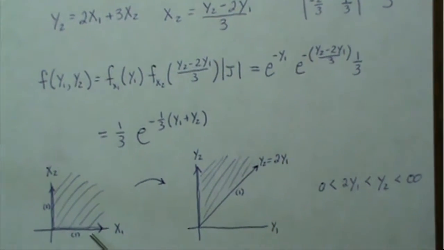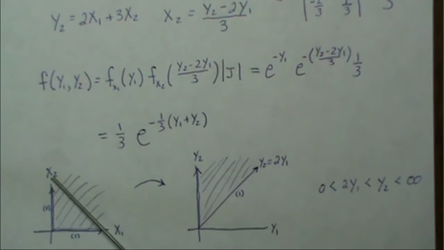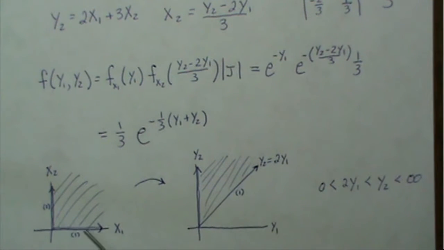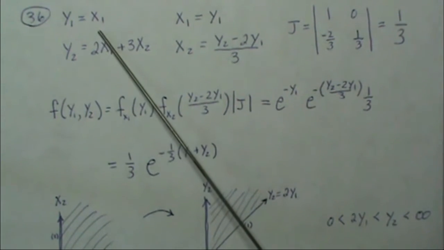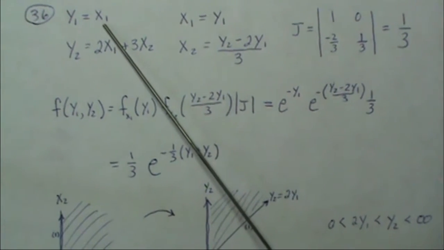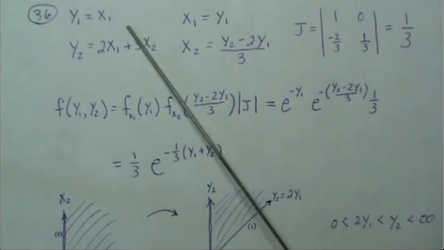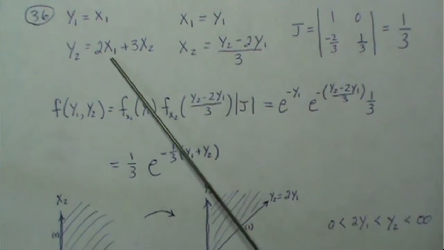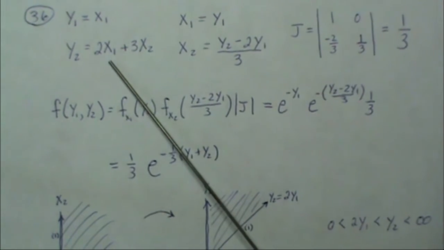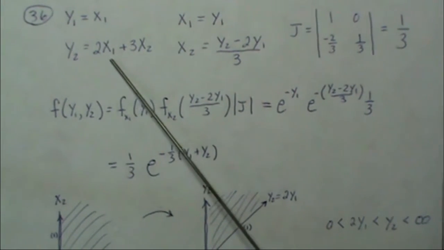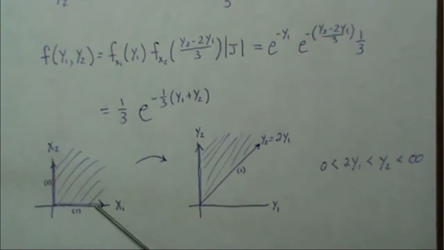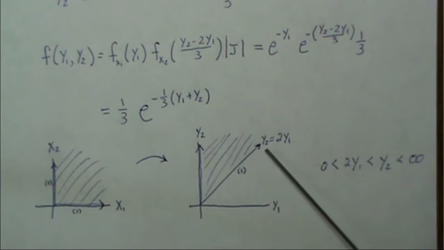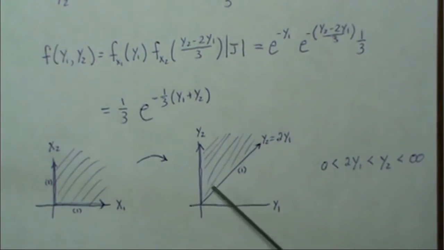So what is boundary 1? Boundary 1, x2 is 0 always, and x1 goes from 0 to infinity. So then here, x1 goes 0 to infinity, so y1 goes from 0 to infinity. And here, if x2 is 0, then y2 goes from 2y1 to infinity. So anyway, then this boundary maps to this boundary where y2 is equal to 2y1.